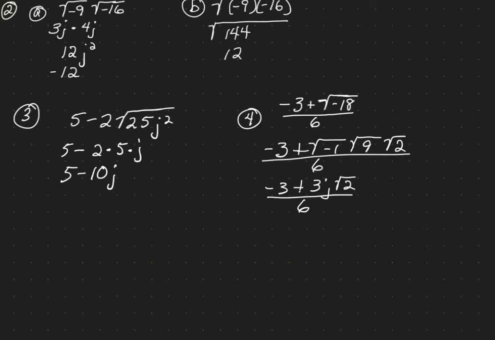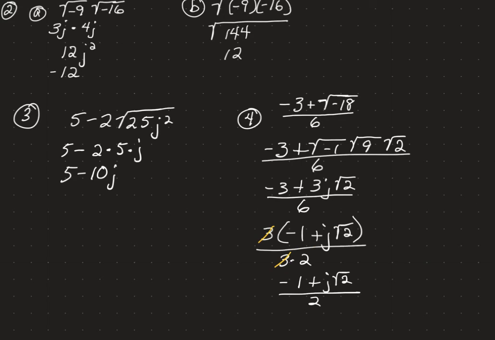nothing we can do on the top, but in this case, we have a denominator. Is there something we can factor out of the numerator and the denominator? Yes, we can factor out a 3. That will leave us with a plus j square root of 2 there, and we'll have 3 times 2 in the denominator. Now we can cancel those 3's, and finally this resolves as -1 plus j square root of 2 over 2.